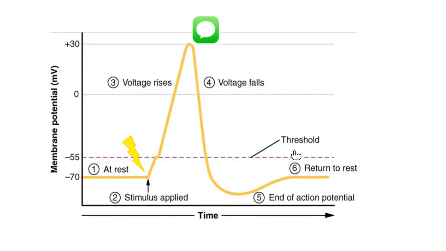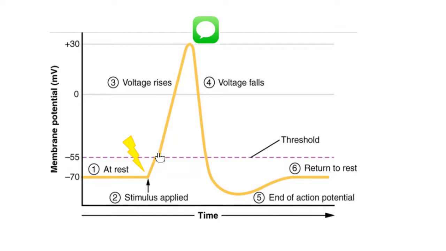Remember, threshold is the point where I'm far enough away from normal that now my voltage gated channels take over. So once we're above threshold, you should always be thinking, these are my voltage gated channels. Anything above threshold is some kind of voltage gated channel. The only time we do chemically gated channels is right here, in this region where my neuron is trying to figure out whether or not it's actually going to reach threshold and talk.